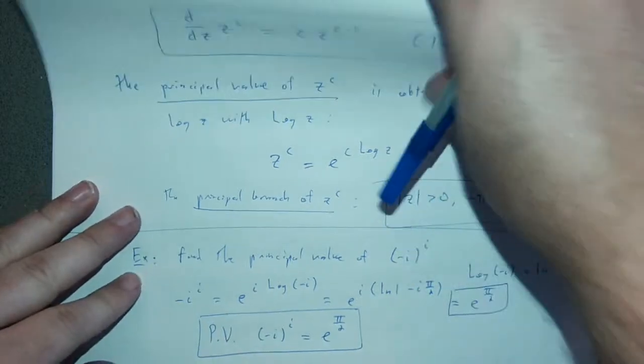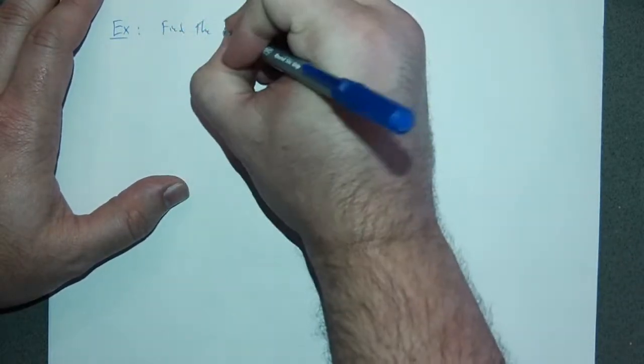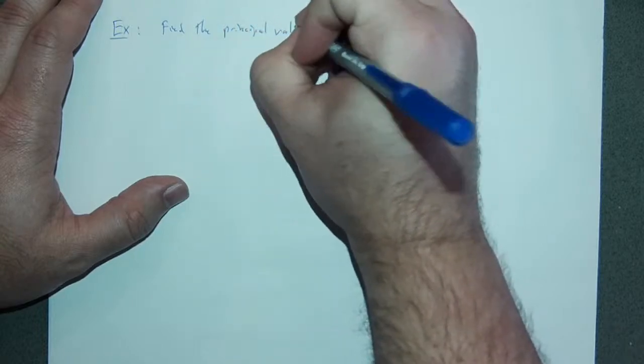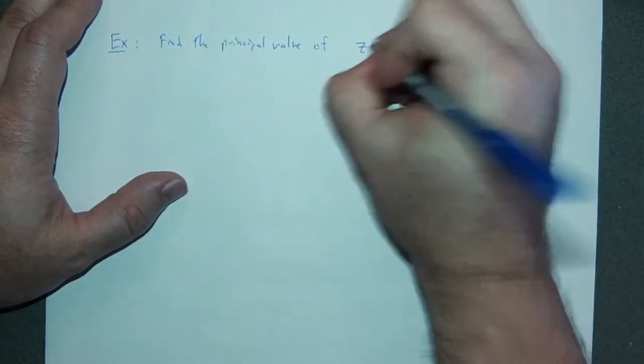Okay, another example is the following. So let's find the principal value of, say, z to the 2/3.